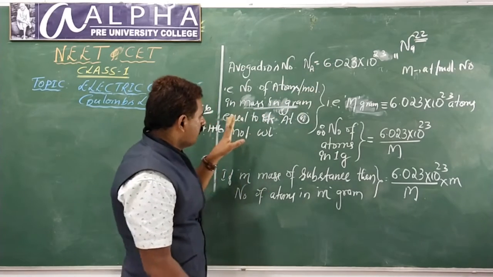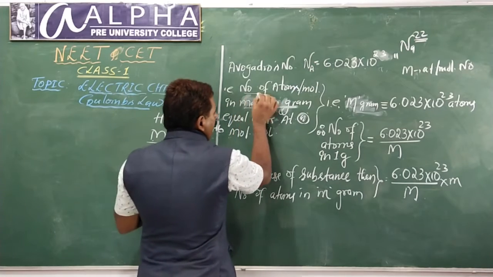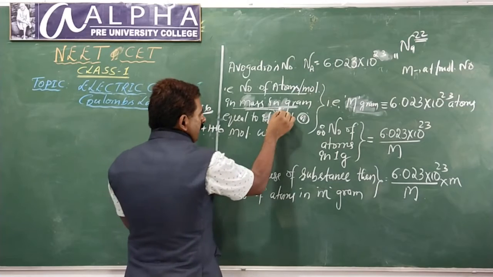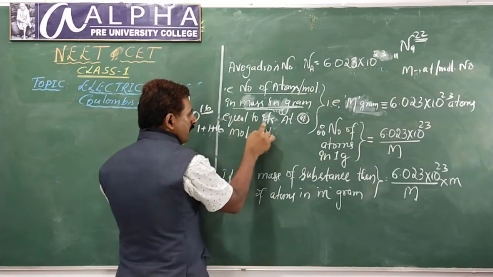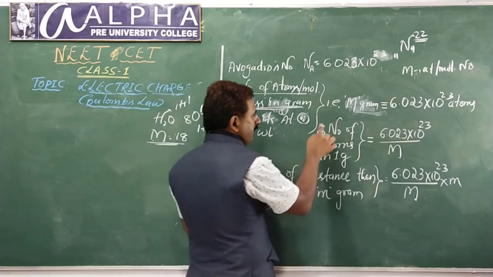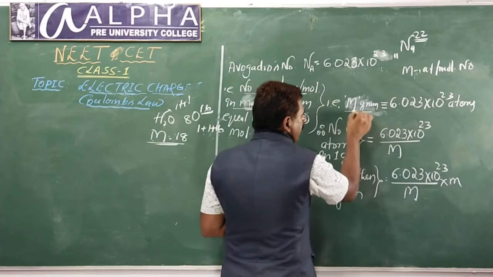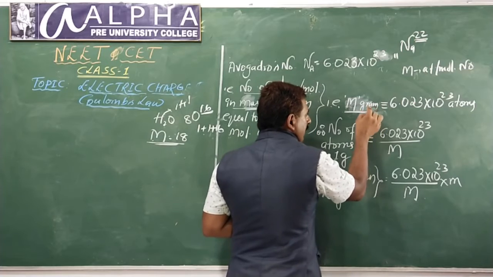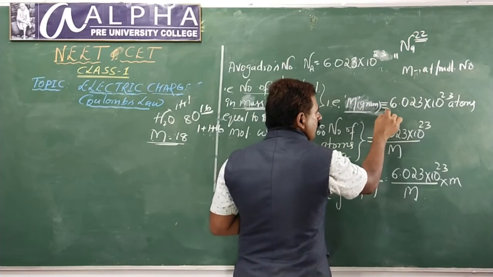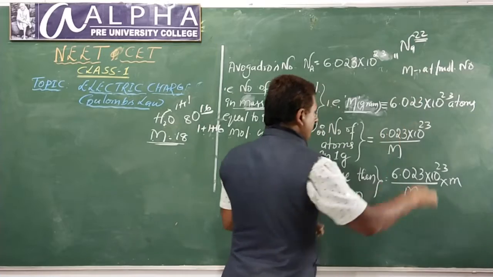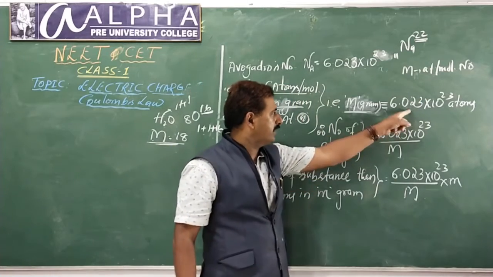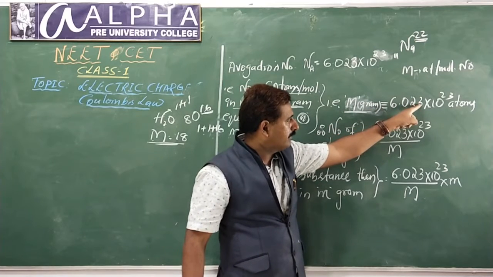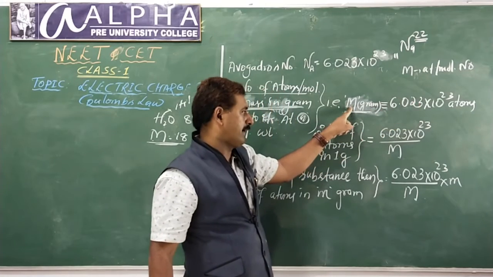Right? So that's what I am writing. Number of atoms or molecules in a mass in gram equal to its atomic or molecular weight, that is M gram. M is the molecular mass or atomic mass expressed in gram. These many atoms or molecules together weigh M grams.